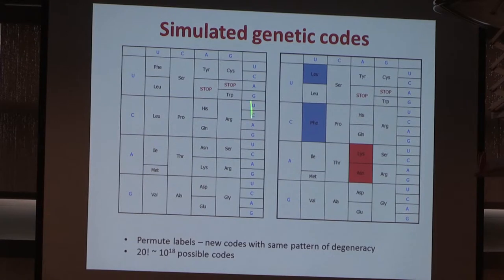Let's suppose I take the genetic code table, and now I permute the labels of the amino acids that are being coded for. How many ways can I do that? 20 factorial, which is about 10 to the 18. Okay, that's too many genetic codes to actually deal with, but of course you can sample them in a computer by Monte Carlo simulation, and so one can generate synthetic genetic codes in a computer.